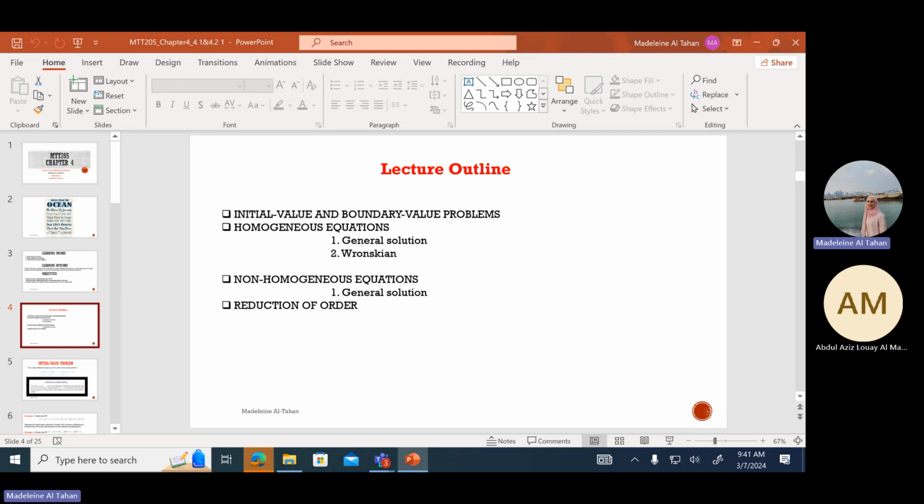Then we'll talk about homogeneous equations. We are talking about homogeneous, not for first order differential equations, where M and N are homogeneous here, but homogeneous differential equations in another way. We'll talk about the general solution, the Wronskian, which is related to the determinant. Then we'll discuss the non-homogeneous equation, general solution, and then we'll talk about reduction of order.